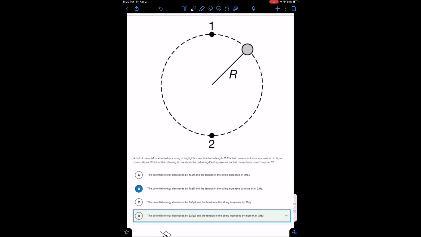A ball of mass m is attached to a string of negligible mass that has a length r. The ball moves clockwise in a vertical circle as shown above. Which of the following is true about the ball-string-Earth system as the ball moves from point 1 to point 2?